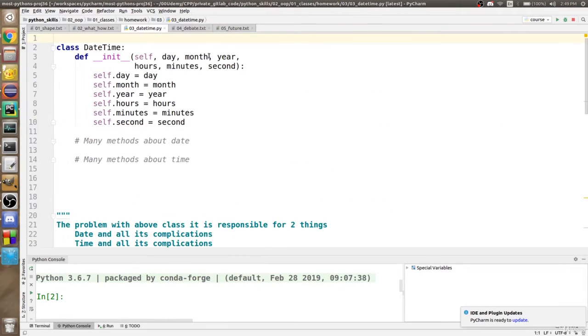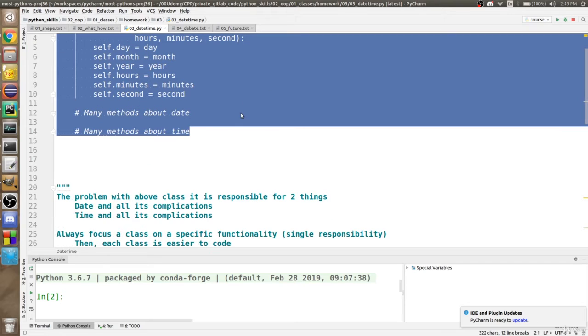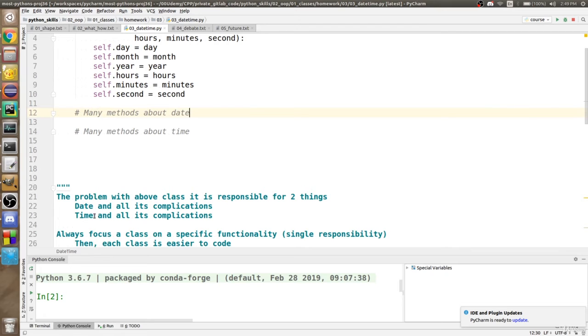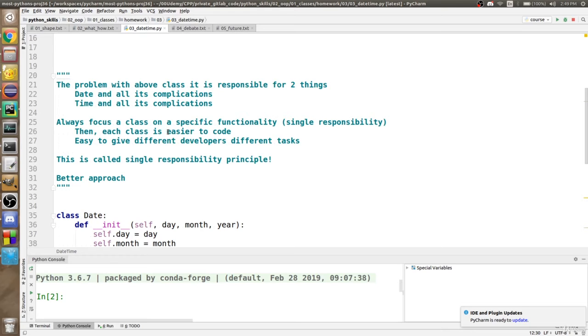In the third task, we have the date time question, and the person implemented all of it together here. One of the issues in this code is that it is responsible for the details of 2 things: the date with all its complications, and the time with all its complications. A better idea is to focus on a specific functionality per class. This is what we call single responsibility. Part of software engineering principles is the single responsibility principle, one of the greatest principles that we should keep applying in our work. The target is to keep tasks and functionalities focused on something very, very specific.